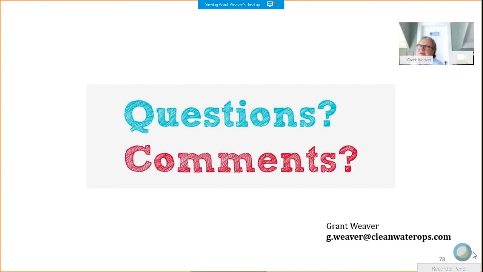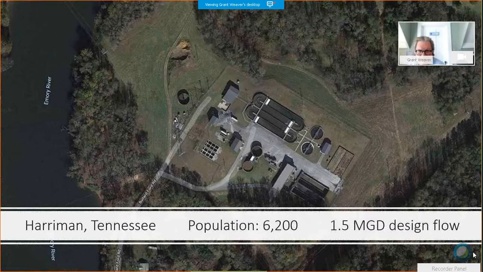It's a different world in the pure oxygen, much shorter retention times and a different environment. Very limited experience, but I don't see any reason that there shouldn't be opportunities. Anything else?